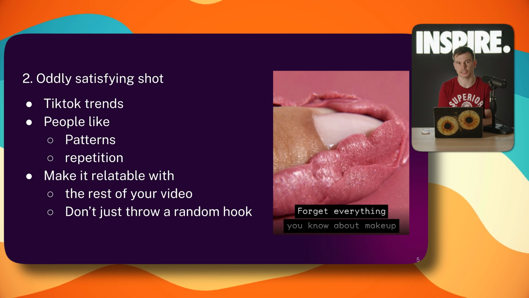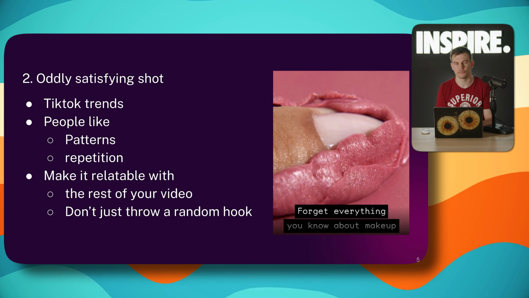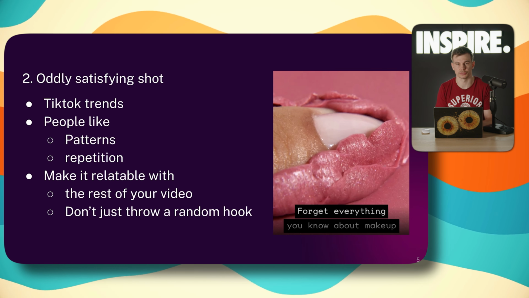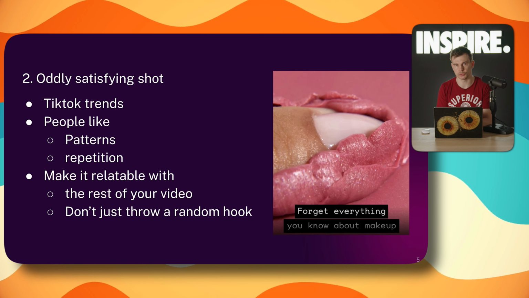Don't just make an oddly satisfying hook of putting a finger in a cream, but then sell some shirts or something like that. Make it relatable to the product that you're selling.